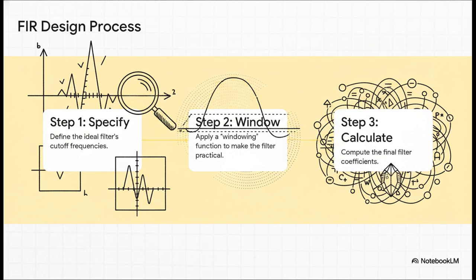First, you specify exactly what your perfect, ideal filter would look like. Step 2, you apply something called a windowing function, which is basically a clever mathematical trick to turn that impossible ideal into something you can actually build. And finally, you calculate the filter's core DNA.